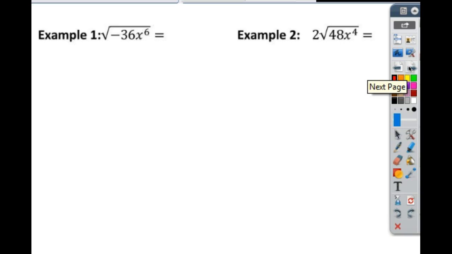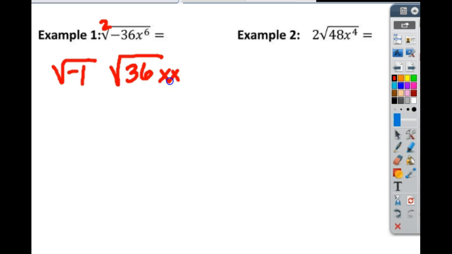Now, what kind of root is example number 1? It's just a regular square root. If there's no index written, you can put in an index of 2, but it's just a regular old square root. The reason we don't usually put in an index is because that's the most common root that we ever use. Now, it's a negative 36. So that would be, and I'm going ahead and expanded that x to the 6th power.